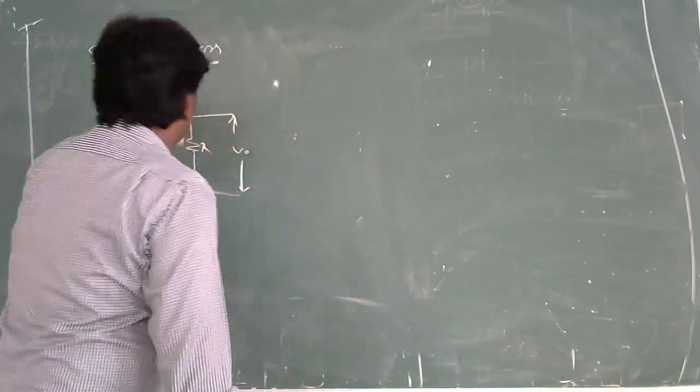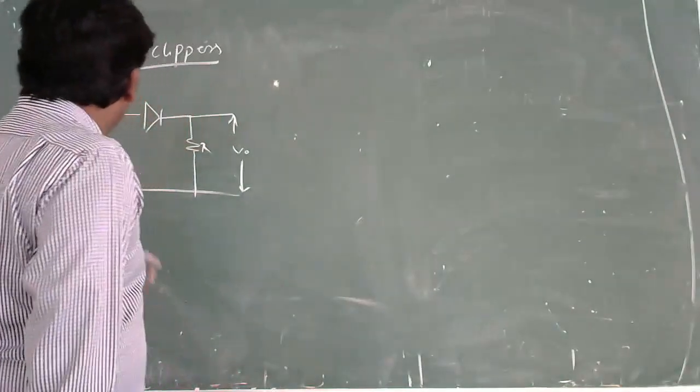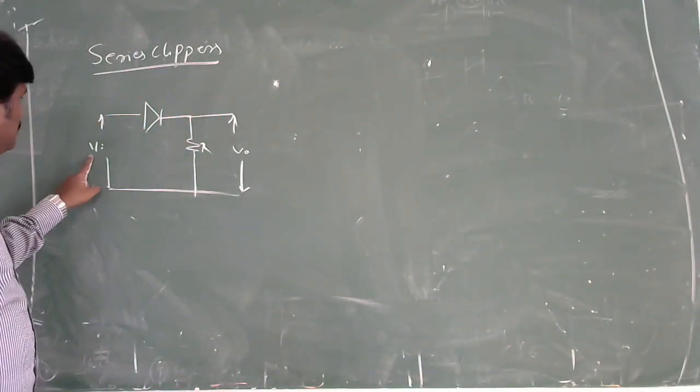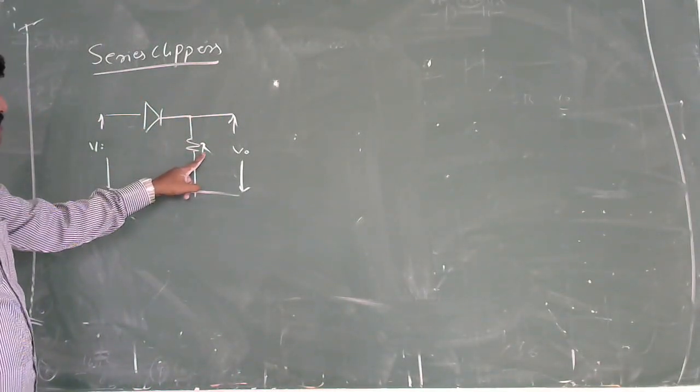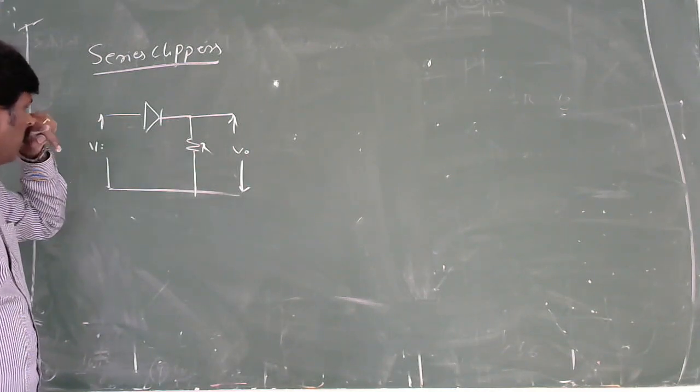To be discussed: the series clipper. In the last class, we discussed the shunt clipper. In the series clipper, the diode is connected in series with Vi, but our resistor is acting like a load resistor. You are taking the voltage across R, and it will act as the output voltage.